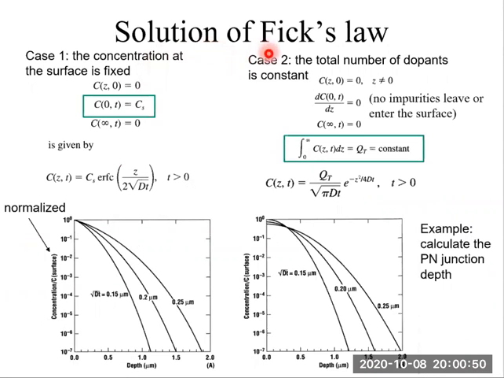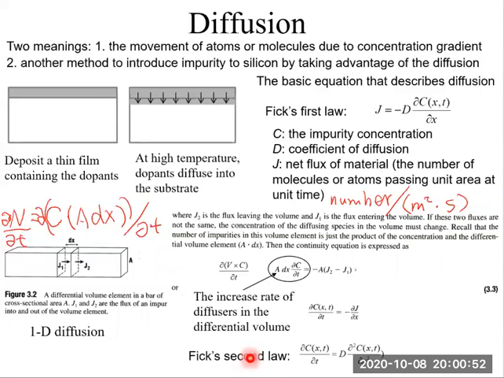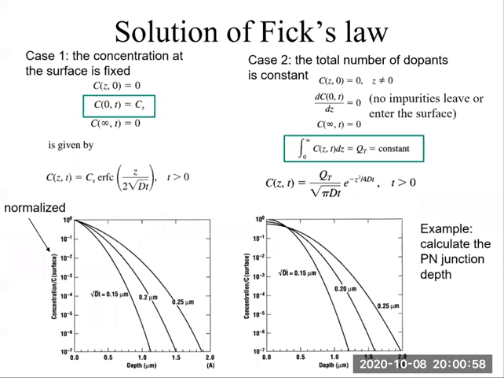Solution of Fick's law, namely the solution of this partial differential equation. In order to solve that partial differential equation, we need boundary and initial conditions. So let's take a look at case 1. Case 1: the concentration at the surface is fixed.